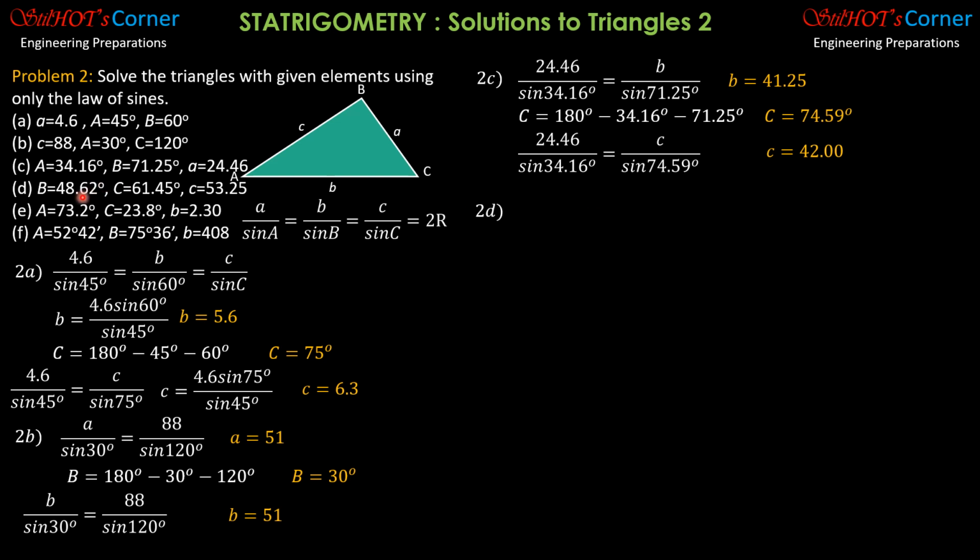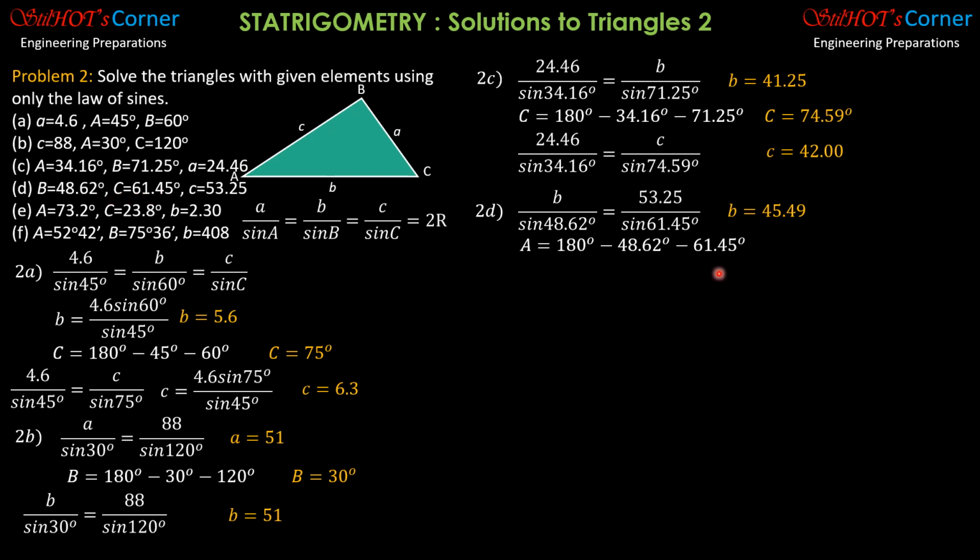This time it's side C and angle C given. So let's solve for side B first. So B as to sine 48.62 degrees equals 53.25 as to sine 61.45 degrees. So 53.25 times sine of 48.62 degrees divided by sine 61.45 degrees, to four significant figures, B is 45.49 units.